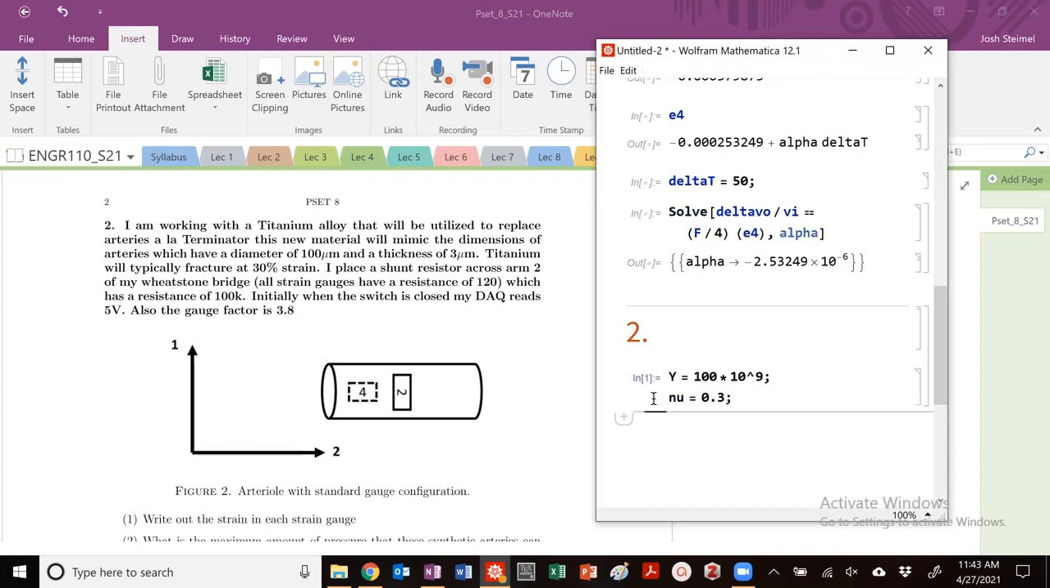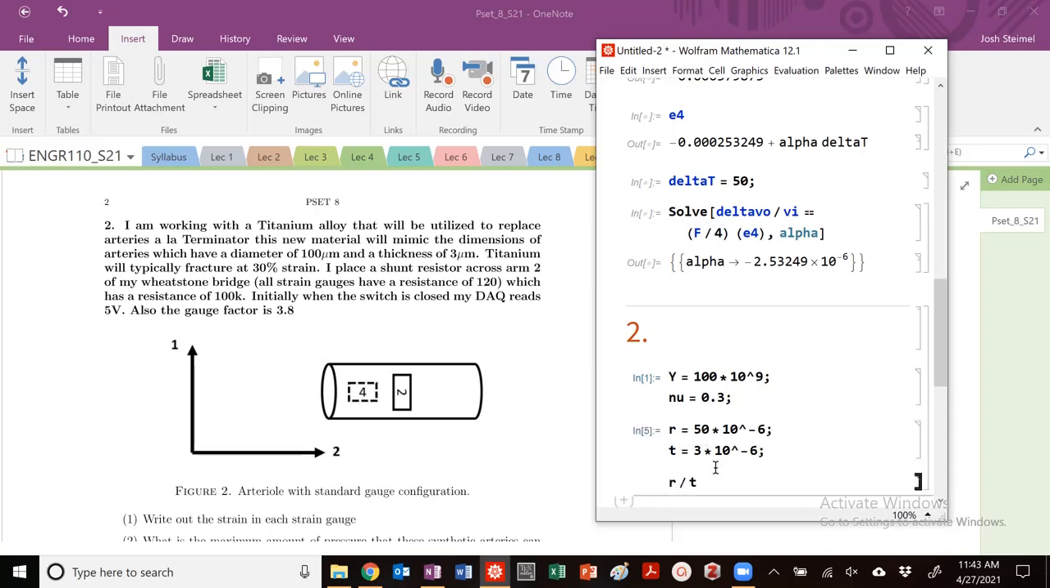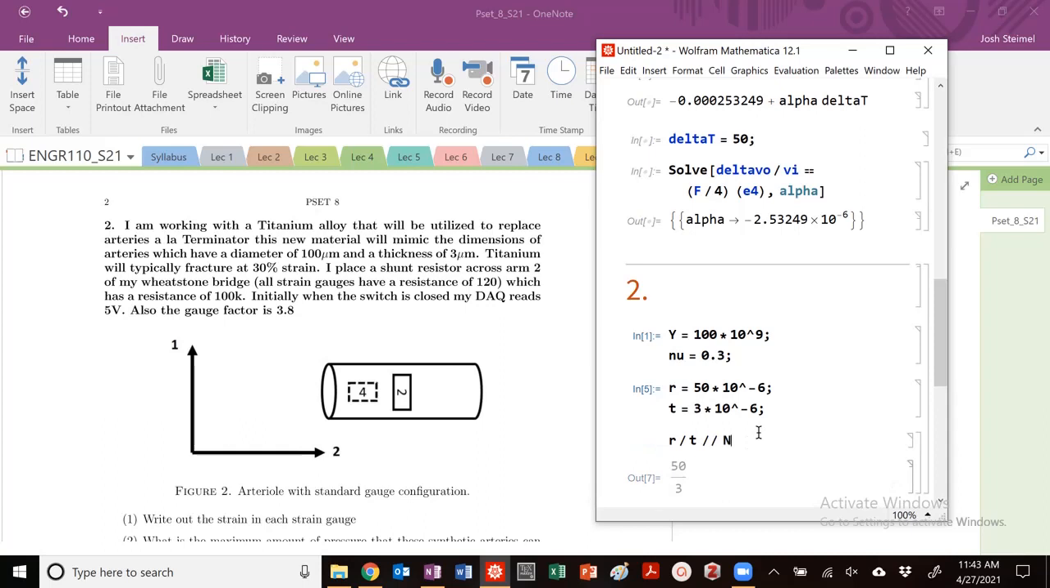Dimensions of the arteries have a 100 micrometer thickness. So my T is equal to 100 times 10 to the minus 6. And then I have a diameter of 100 micrometers. So my radius is equal to 50 times 10 to the minus 6. So let's check if I'm a thin-walled pressure vessel, because I have radius and thickness. There we go. That is greater than 10.